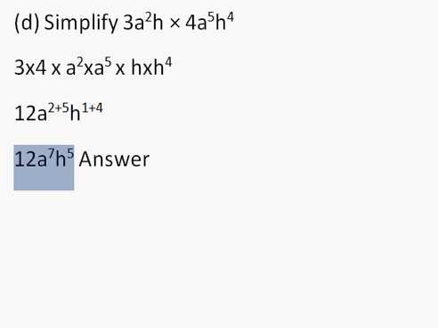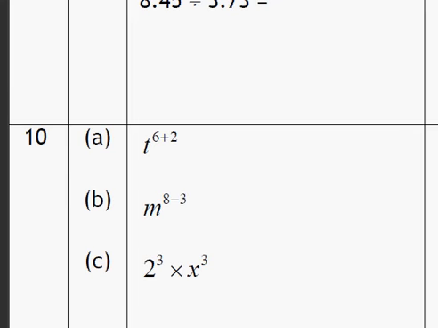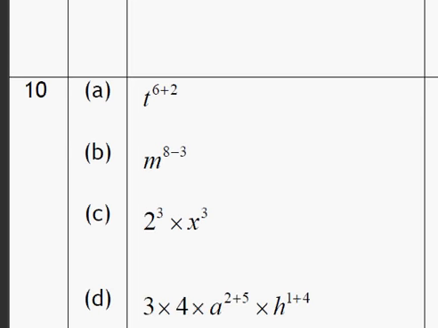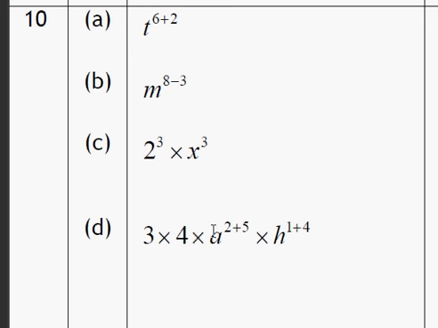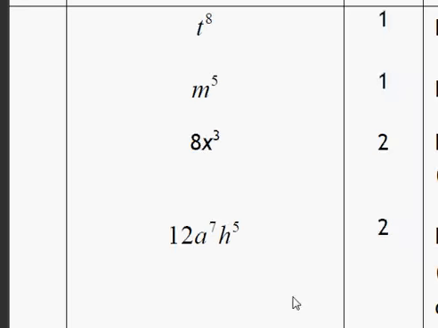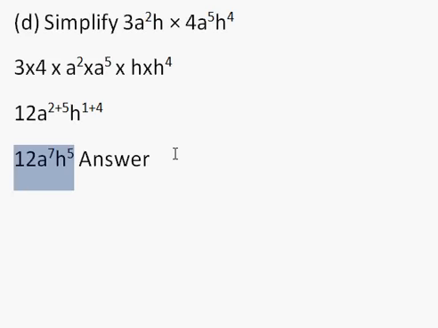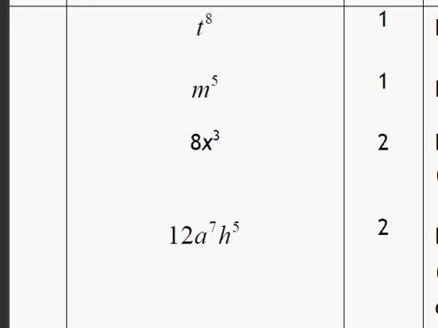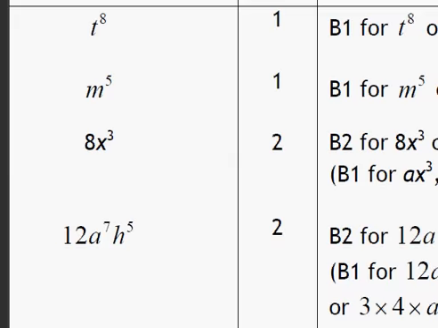And let's check the mark scheme and see how I did. Part D, 3 times 4 times a to the power of 2 plus 5 times h to the power of 1 plus 4. That's the working. I have something like that. And the final answer is 12a to the power of 7 h to the power of 5. And that's what I have as my final answer. If you got that answer, give yourself 2 marks.